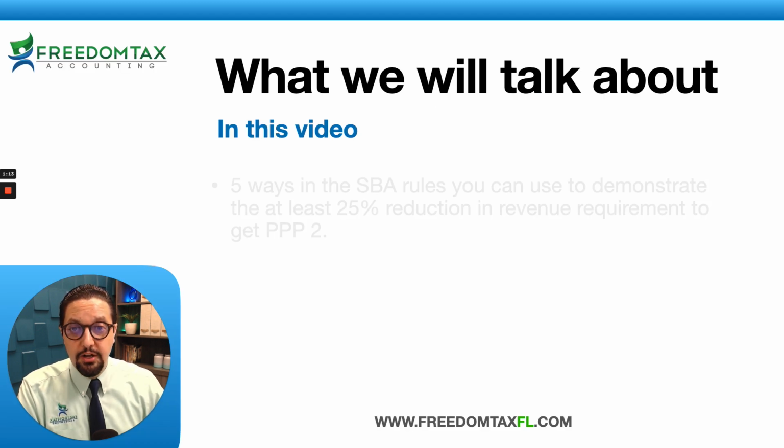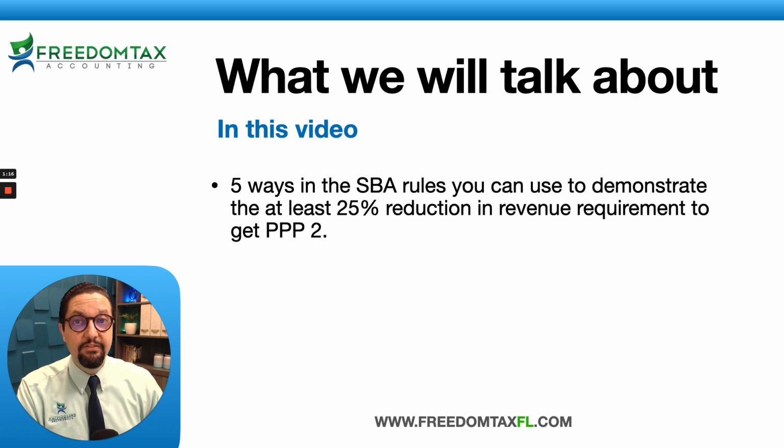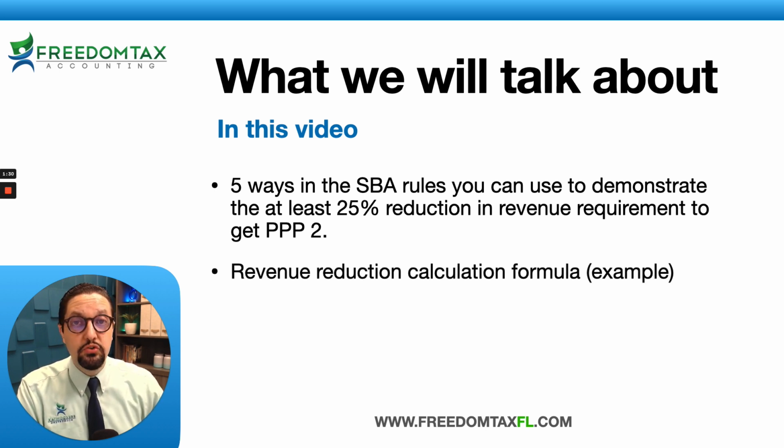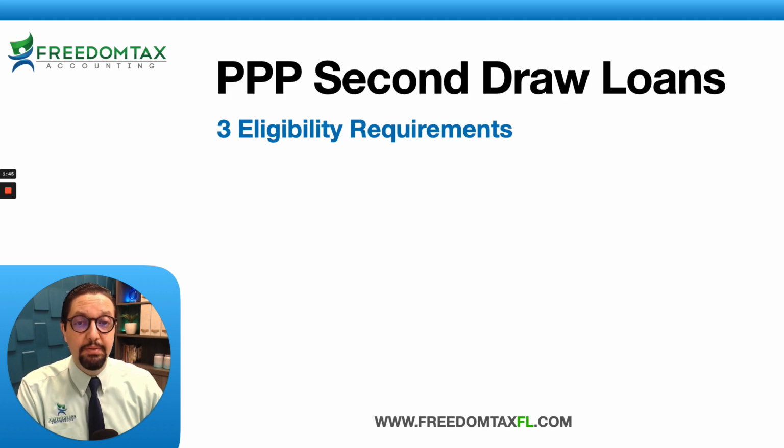Now, what will we talk about in this video? We will show you the 5 ways that are in the SBA rules on how you can demonstrate the at least 25% reduction in revenue requirement in order to get the second PPP loan. And we will give you the revenue reduction calculation formula, and an example so you know exactly what formula to use to show this revenue loss and make sure that you're eligible to get the second PPP loan.